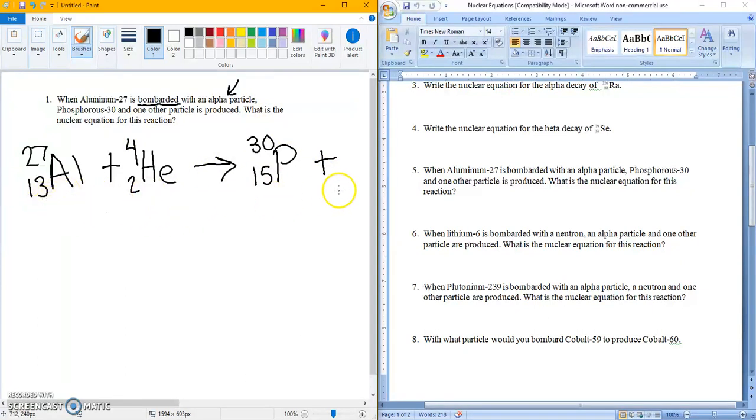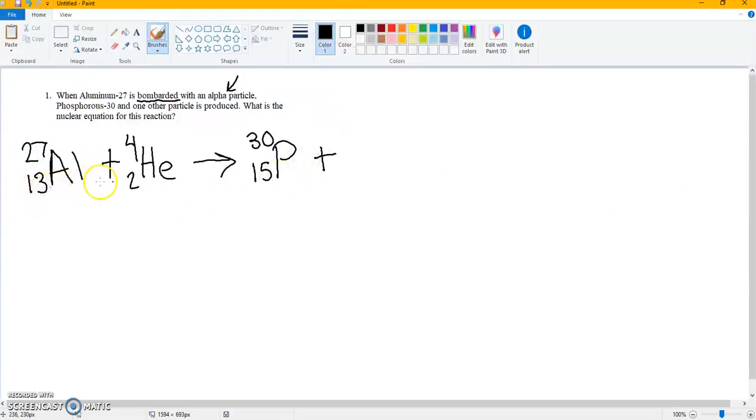So I've got it started now, but I'm looking for this extra particle. 13 plus 2 is 15. Well, I have a 15 here, so whatever it is, it has to have a 0 here. 27 plus 4 is 31. I have a 30 here, so I need a 1 over here. 1 plus 30 is 31, so now they're the same. So what has 1 mass number but 0 protons? The answer is a neutron. So when you take aluminum and you bombard it with helium, it creates phosphorus and a neutron.